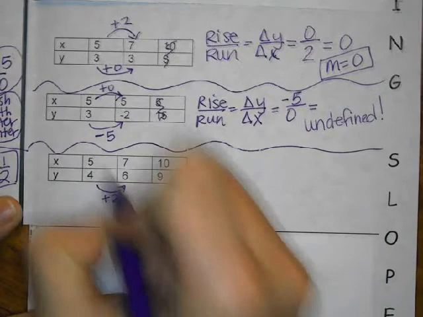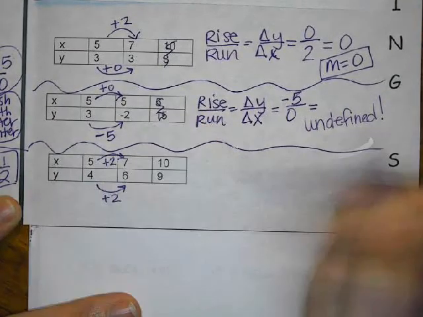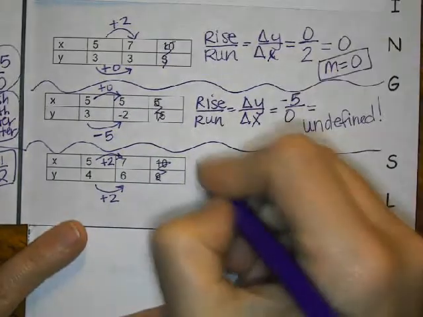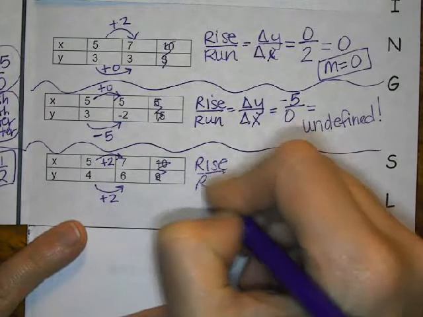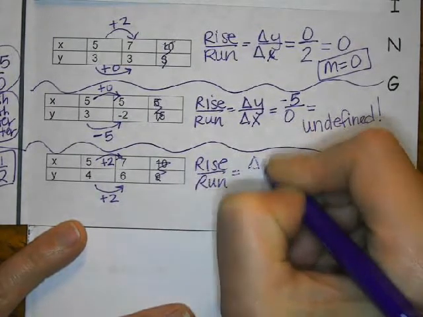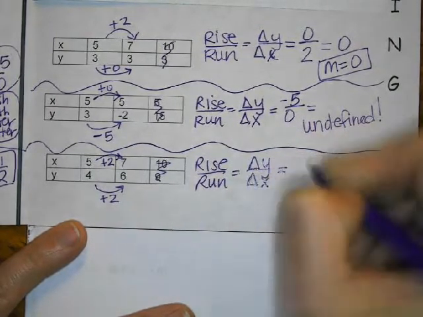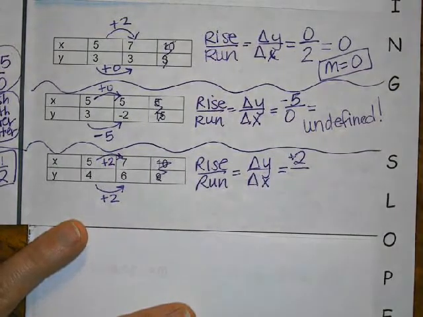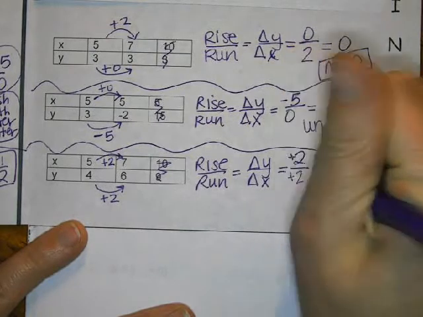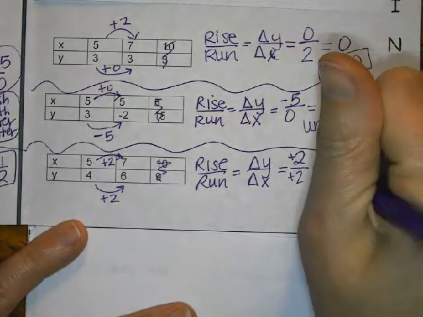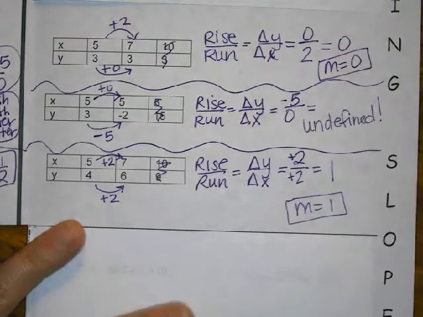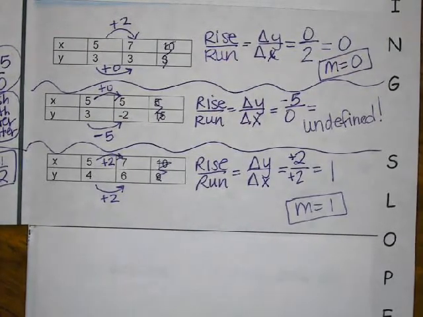So it changed by +2, and up here it changed by +2. Remember, we don't care about this one. And it's rise over run, where the rise is the y's. So it rose +2, and it ran also +2, and so that gets us 1. So the slope for this one is 1. Okay, so that's finding slope from a table.